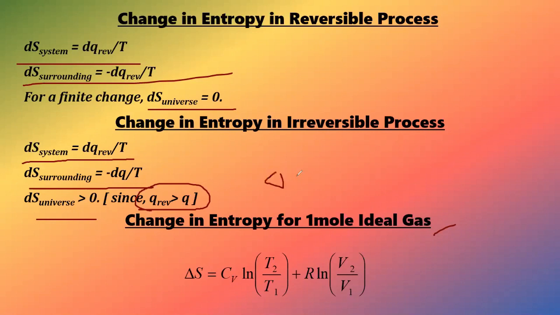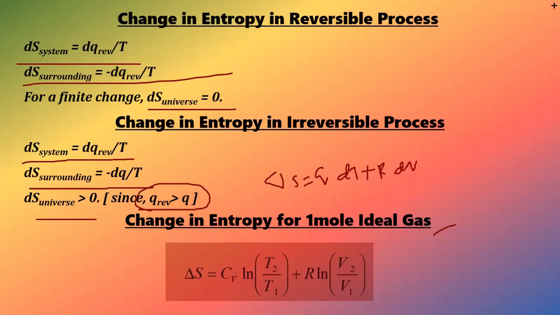Delta S is equal to Cv dT plus R dV. Okay, now if you integrate this particular equation under certain limits V1, V2, T1 and T2 and so on, then you will get this particular expression that we have here. This expression is very important for us because it will help us in solving several numericals, right?